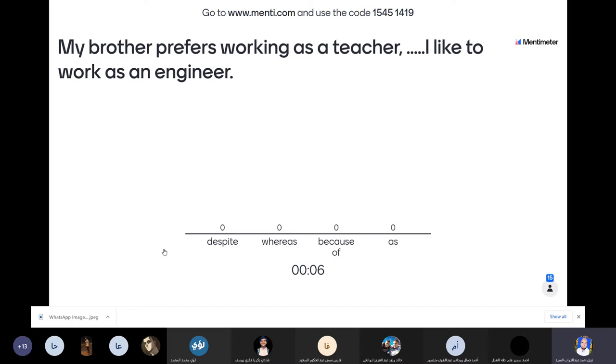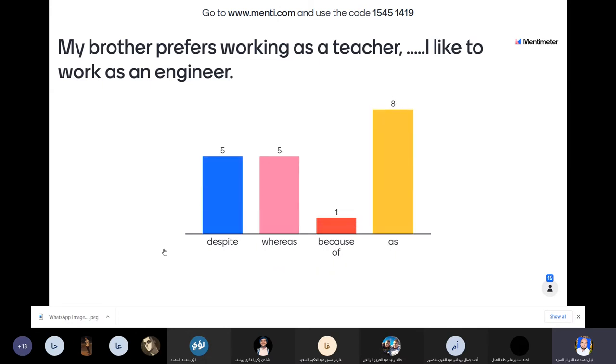Choose quickly. Time's up. Everyone has voted. The right answer is whereas. Whereas my brother prefers working as a teacher, I like to work as an engineer. Whereas يعني بينما أخوي بفضل الشغل كمدرس بينما أنا أحب أشتغل كمهندس.